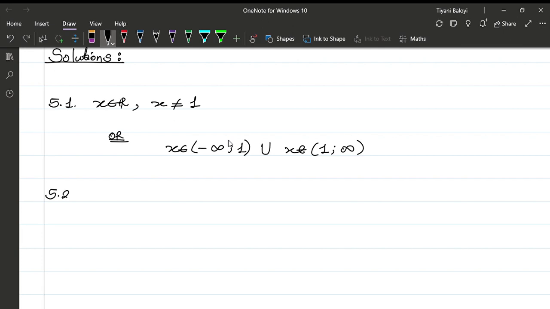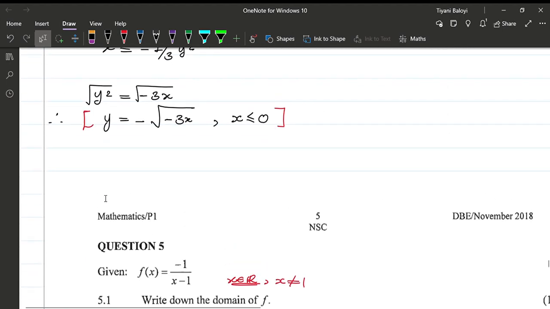I always recommend this, just write it like this. Don't confuse yourself by writing it the other way. Just write x is not equal to the vertical asymptote. By the way, this is your vertical asymptote, right? You can also just look at the graph and look at the critical values which will not be defined.